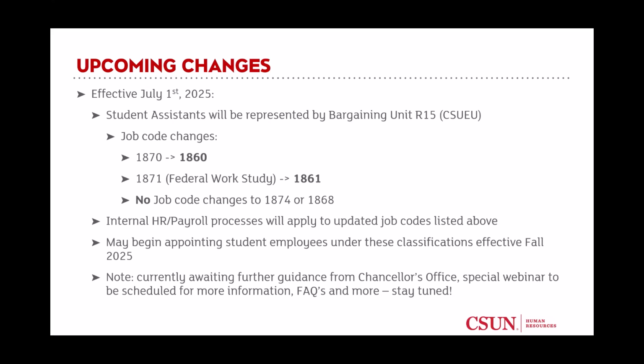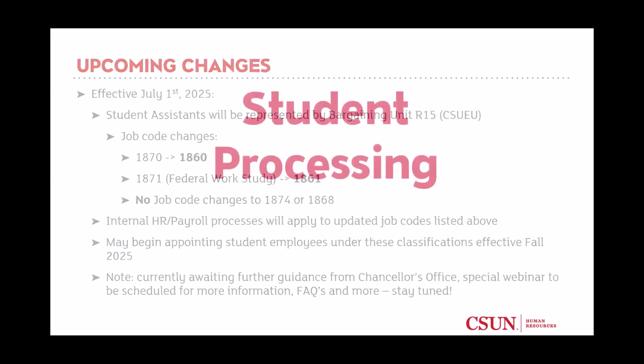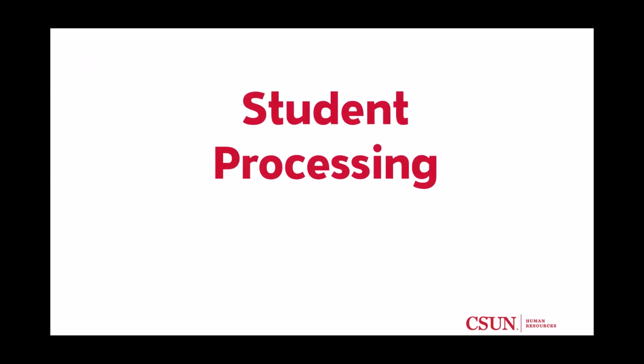But like I mentioned, we're just awaiting more guidance and what we refer to as technical letters from the chancellor's office that provide more hands-on guidance and instructions for the campuses to follow. So more to come on that. But yes, just needed to point that out. Just wanted to talk about it right at the beginning. But again, as far as summer is concerned, we will still be using the 1870 job code. But yes, let's get into student processing.